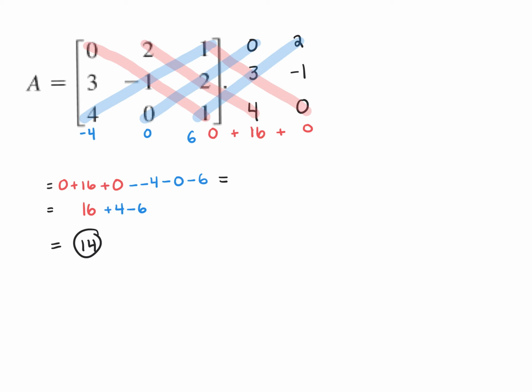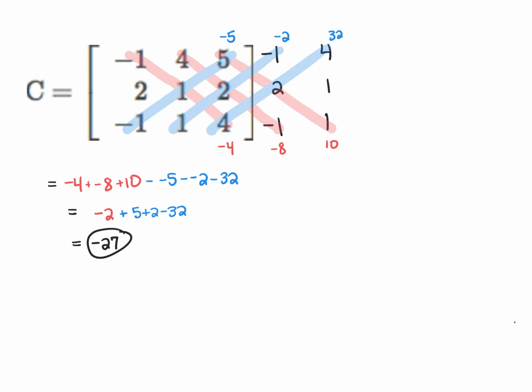All right, I'd like you guys to try the next one on your paper. So you can pause the video here, come back when you're done, and check your answer. Okay, so here you go, and I've highlighted things, and I put the products so they weren't all across the bottom row because that can get a little confusing. I put the blue ones across the top. So we add the red ones and subtract the blue ones, and when you do that, you get -27.